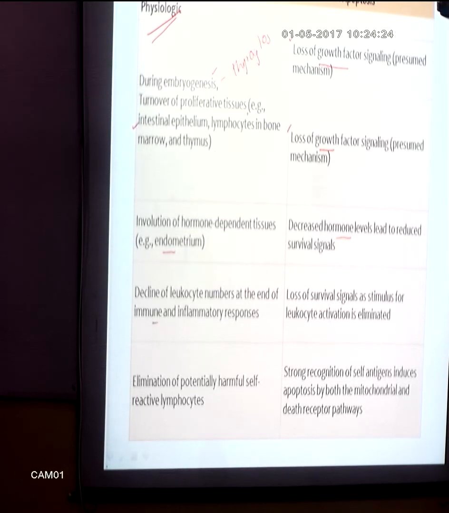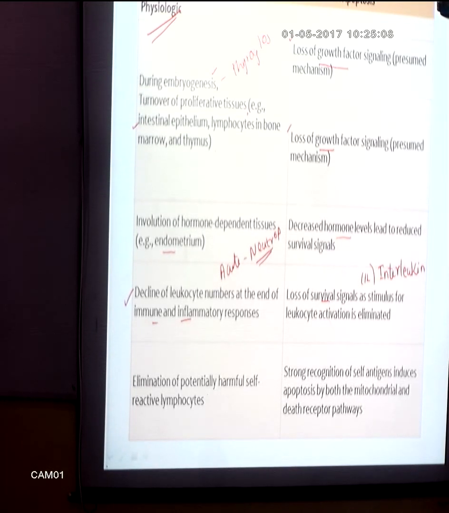Whereas in immune and inflammatory response, the leukocyte number, for example in acute inflammation, following that lots of neutrophils come. So at the end of inflammation, or when the bacteria has been removed, these neutrophils should die, because chemotaxis is a unidirectional movement. For that, there is loss of survival signals for the neutrophils, that is, the survival signals here are interleukins. When the interleukins are lost, that triggers apoptosis. That's the mechanism of apoptosis for decline of leukocyte number following immune and inflammatory response.